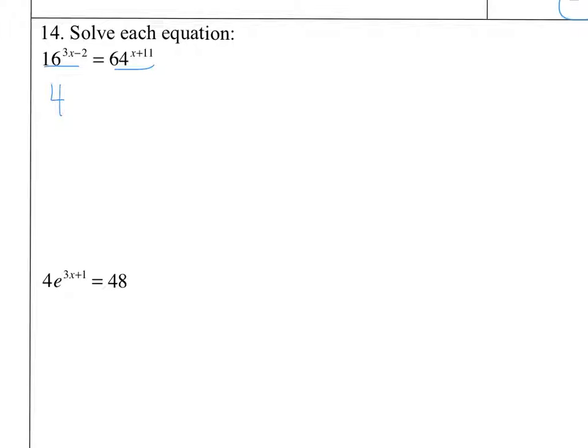I'm going to write 16 as 4 squared. Then we've got to the 3x minus 2. 64 is 4 to the third to the x plus 11. I'm going to multiply my exponents, so we get 6x minus 4 on the left, and we've got 3x plus 33 on the right.